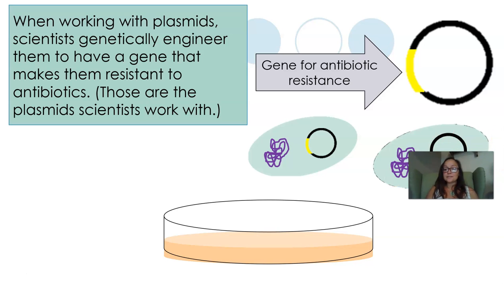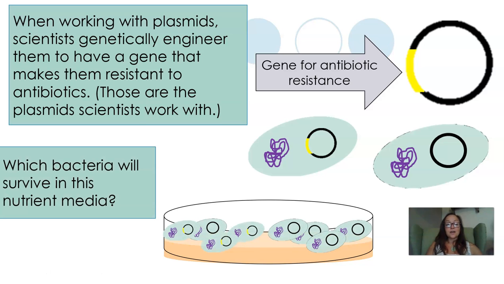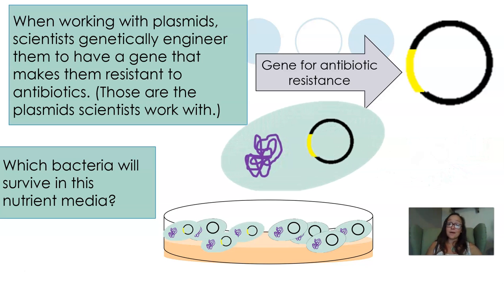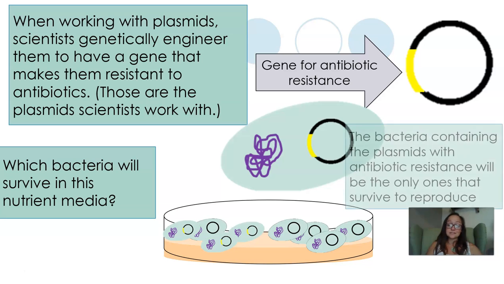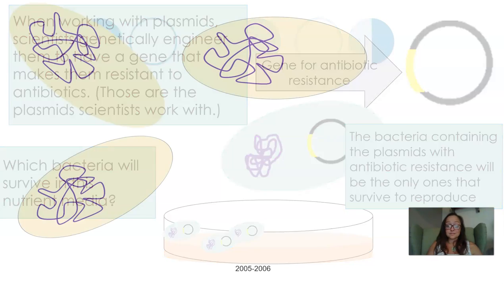So if you have two bacteria and one of them has a plasmid that has an antibiotic resistance gene and one doesn't, when you grow these bacteria on the petri dish, you want to think to yourself, which ones are going to survive in the presence of antibiotics? It's going to be the one that has the gene for antibiotic resistance. The ones without antibiotic resistance will die, and therefore the ones with antibiotic resistance will survive. This is kind of like natural selection, survival of the fittest. Only the ones with a certain phenotype are able to survive and reproduce in that environment.